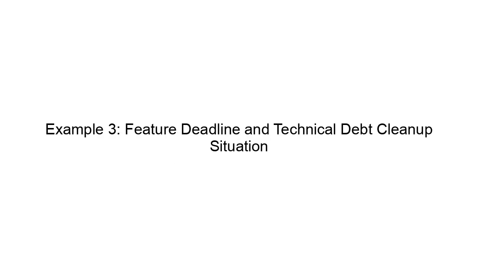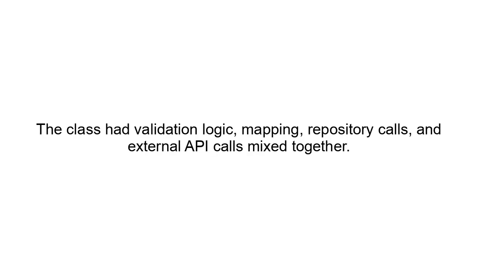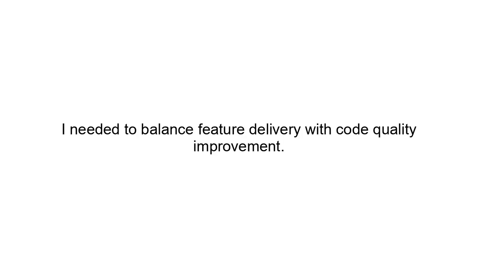Example 3. Feature deadline and technical debt cleanup situation. In one project, I was working on a backend feature inside a large service class. The class had validation logic, mapping, repository calls, and external API calls mixed together. I wanted to refactor the class while delivering the feature, but the team also had a tight sprint deadline. Task: I needed to balance feature delivery with code quality improvement.